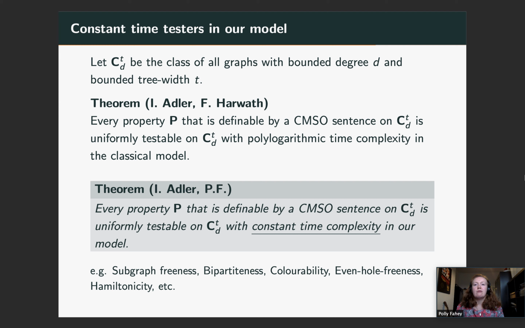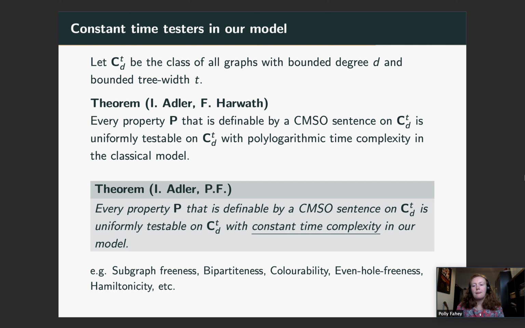So we show that every property that is definable by a monadic second-order logic with counting sentence on the class of all bounded degree and bounded tree width graphs is uniformly testable on that class with constant running time in our model. Now, why are we interested in these properties?